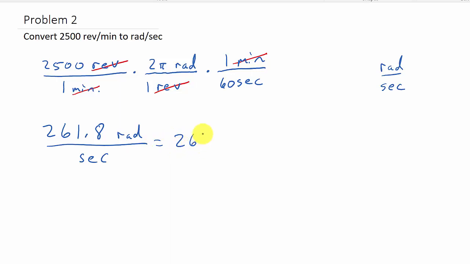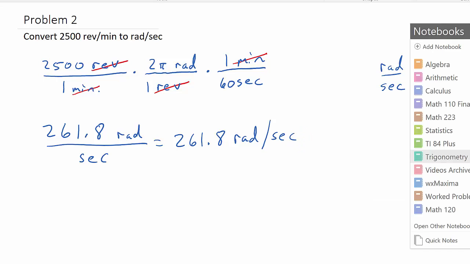Or you can go ahead and write 261.8 radians per second. I'm going to put that back in my calculator just to make sure I didn't type anything in wrong. And divide that by 60. Yeah, that's right. And now let's look at the last one.